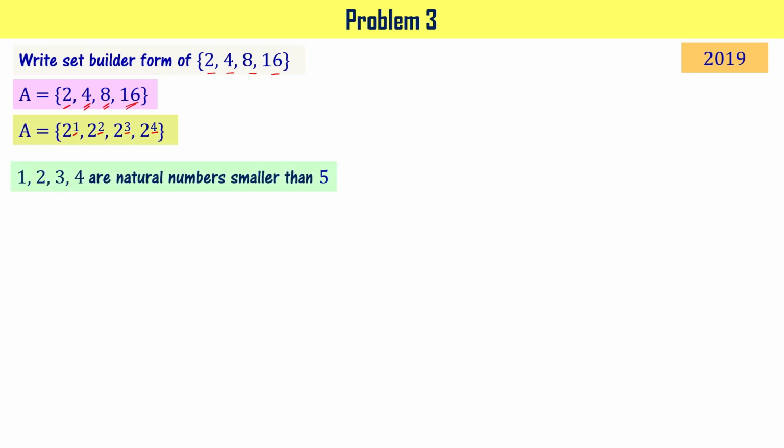These are natural numbers smaller than 5. So now we can write the set builder form. A is a set of elements x such that x equal to 2 power n and n less than 5, where n belongs to natural numbers. I can write it as n less than or equal to 4 also. Doesn't matter. Both the cases it is fine, right?